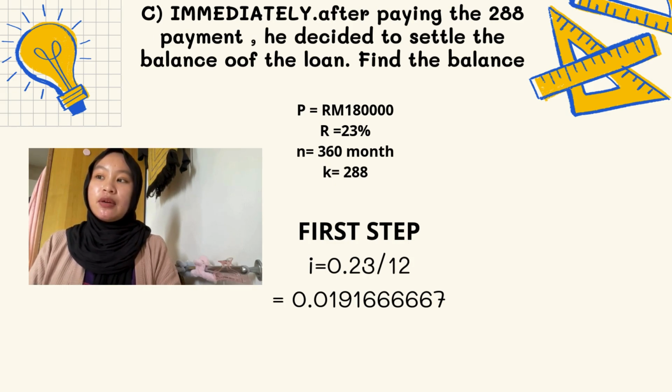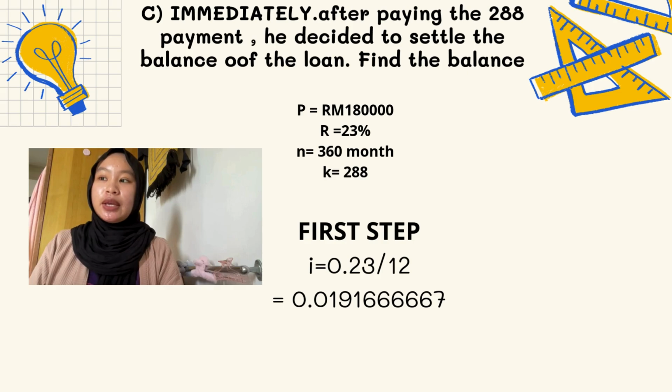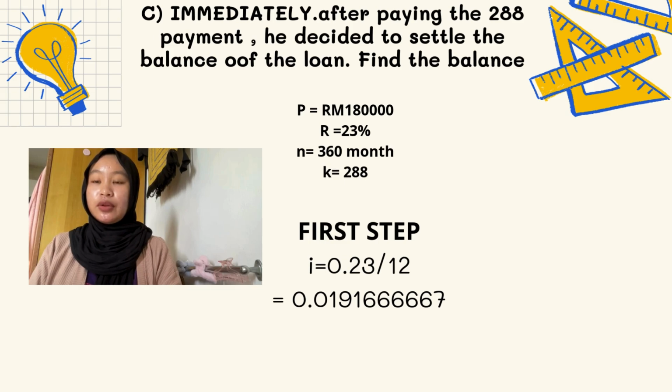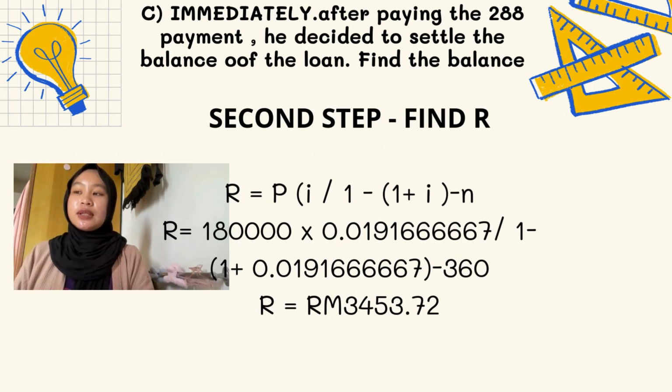Immediately after paying the 288th payment, he decided to settle the balance of the loan. Find the balance. P is equal to RM 80,000, rate 23%, and N is 360 months. K is 288. The first step is we want to find the I. 0.23 divided by 12. The answer is equal to 0.019166667.